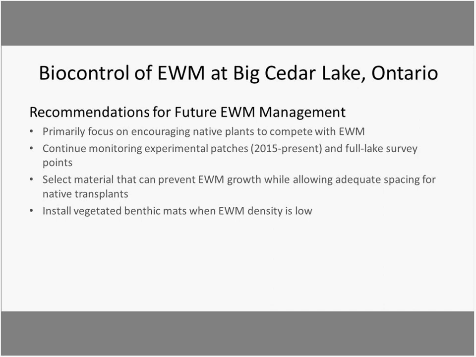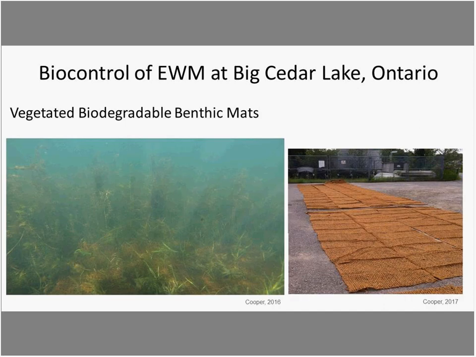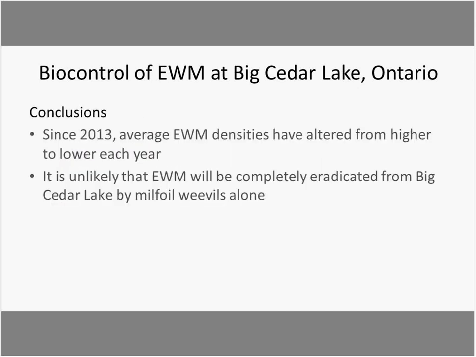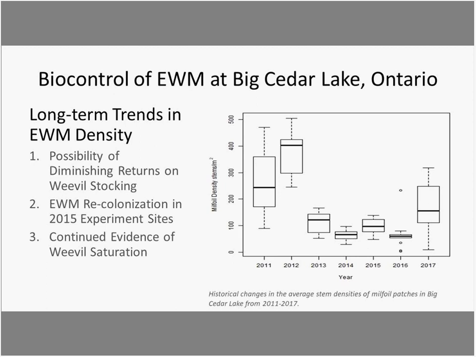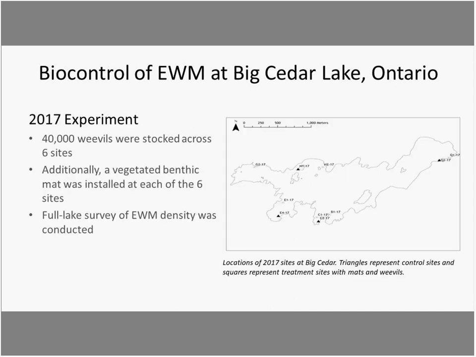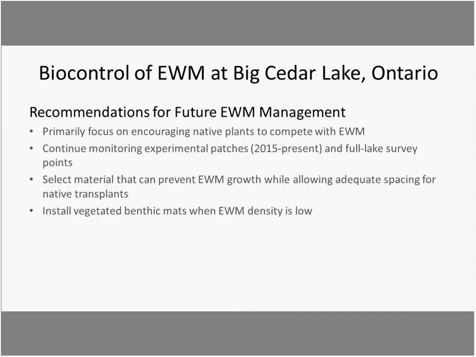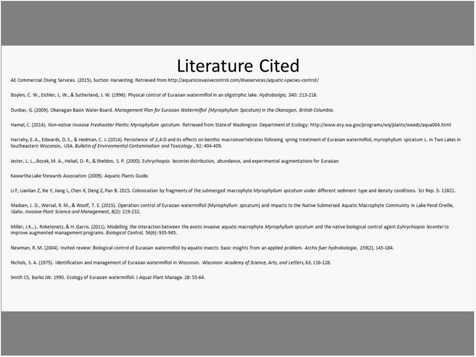And then lastly, we suggest installing those mats when density is low, allowing those natives to compete at a time that makes sense. For instance, going back to this graph, in 2015, in our experimental sites, milfoil density was high, and then when we revisited them in 2016, they were almost completely eradicated of milfoil. That would have been a good time to put those mats in, allowing natives to establish themselves before having milfoil return with a vengeance in 2017. That concludes my presentation. Thank you so much for listening.